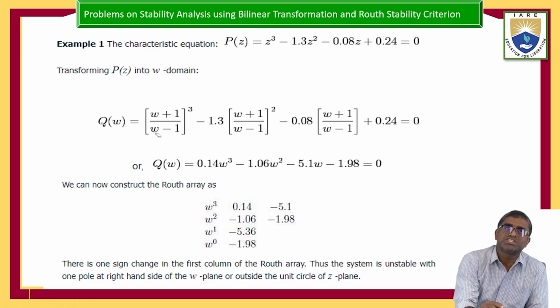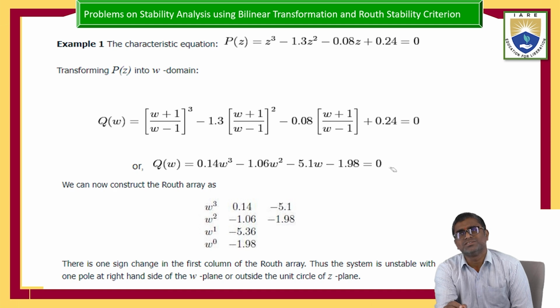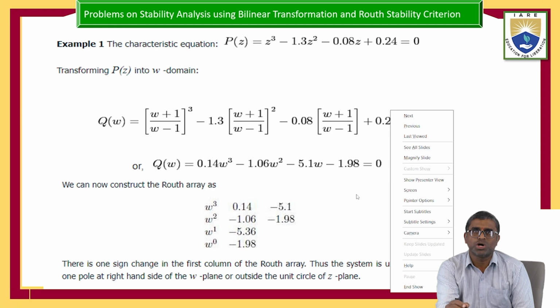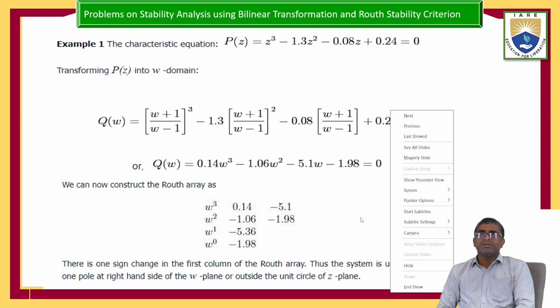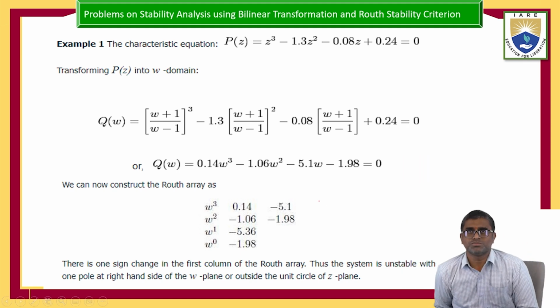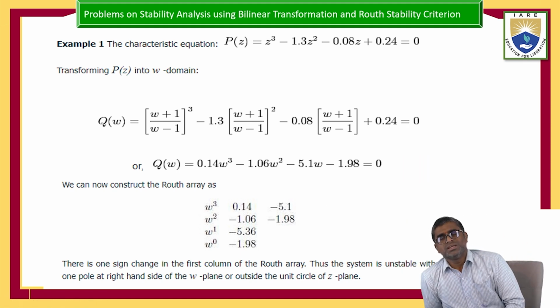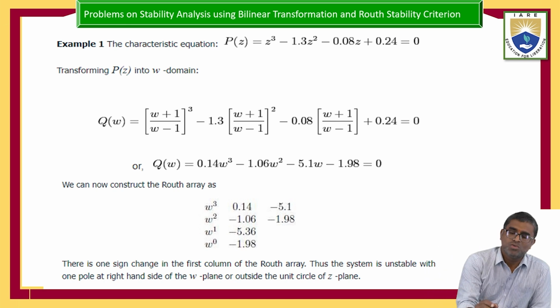So we replace Z with omega plus 1 by omega minus 1 and simplify the equation. After that, we have to construct the RH criteria table. We already know the RH criteria table from the theory part. When writing the table, we first write the components up to the highest order n. Here the order is n equal to 3, so omega cube, omega square, omega 1 and omega naught.